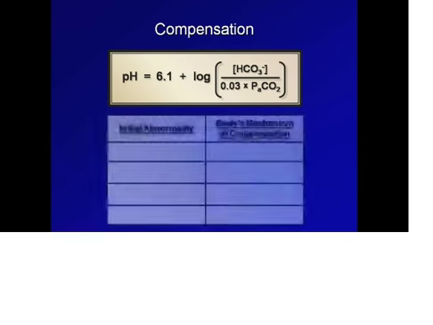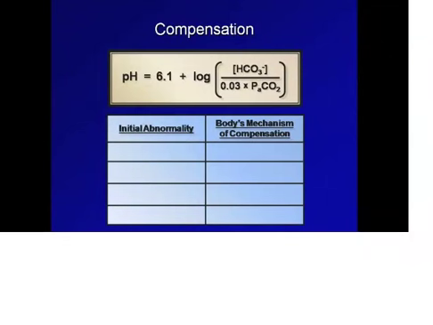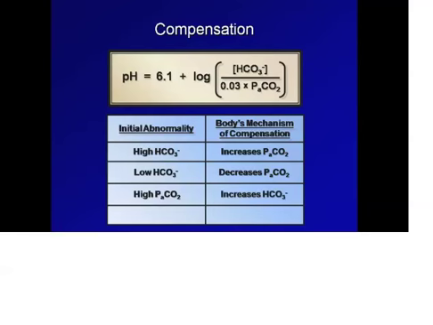For example, if the initial pathologic process is too much bicarb, the body responds in such a way as to increase PCO2. Low bicarb triggers a decrease in PCO2. Conversely, if the initial problem is a PCO2 that is too high, the body increases bicarb, whereas a low PCO2 triggers a decrease in bicarb.